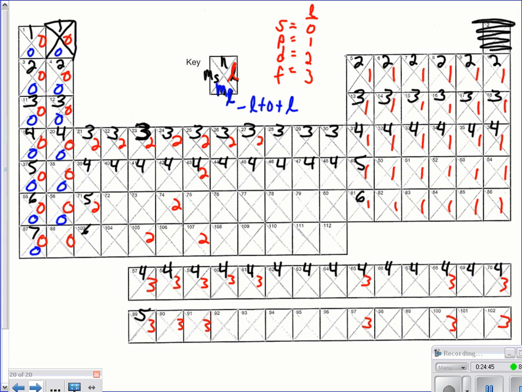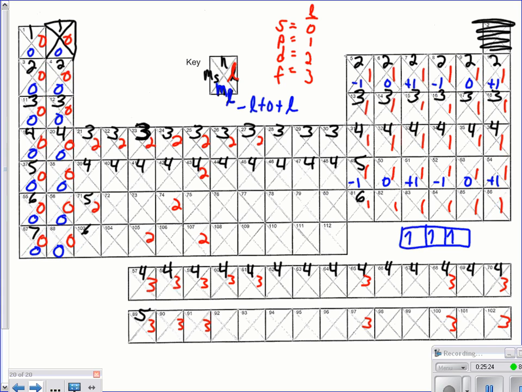The p's, anywhere from negative l to positive l, so negative 1 to positive 1: negative 1, 0, plus 1. It is going to be that way the entire way down. Negative 1, 0, plus 1. So maybe the way you're envisioning this is you're thinking about that orbital spin diagram. Negative 1, 0, plus 1.